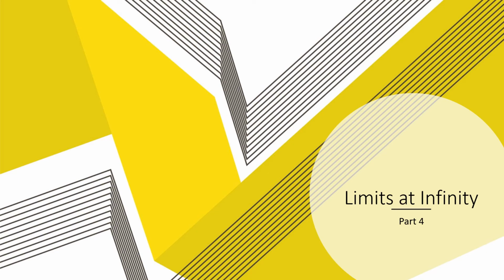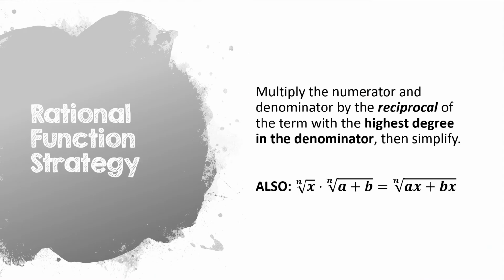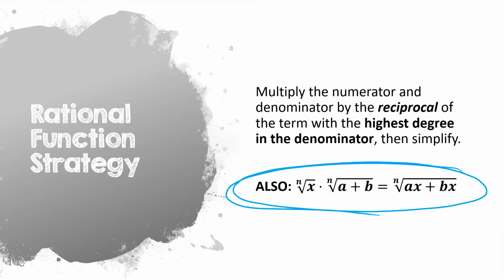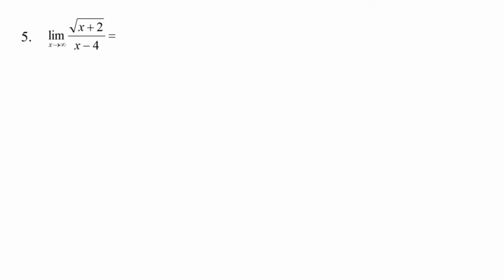Limits at infinity, part 4. Going to look at some more quotients, so where you have one thing divided by another that involves some square roots. We have the limit as x approaches infinity of the square root of x plus 2 all over x minus 4. Trying to evaluate this limit as is, we end up with infinity over infinity, which is indeterminate.